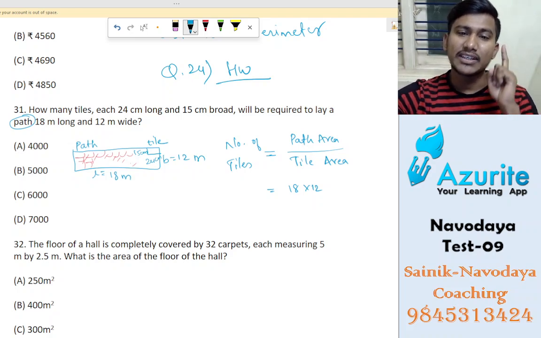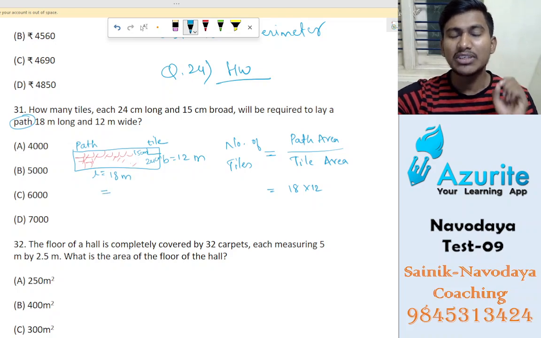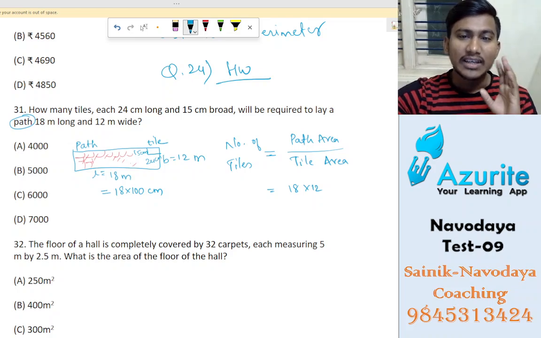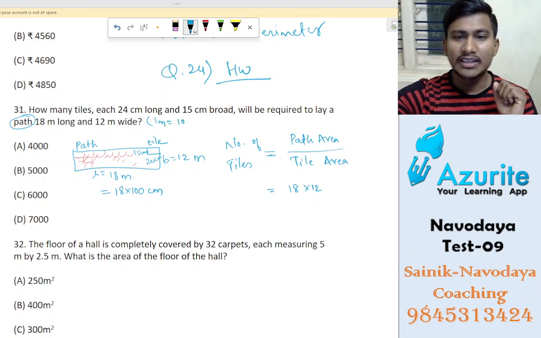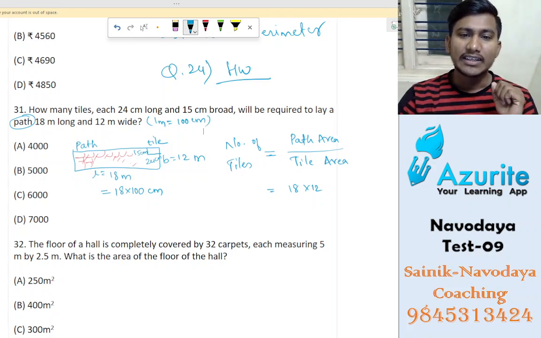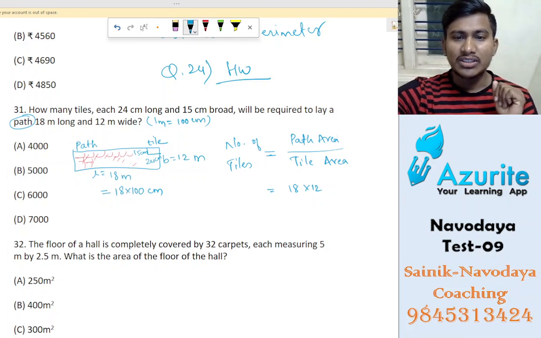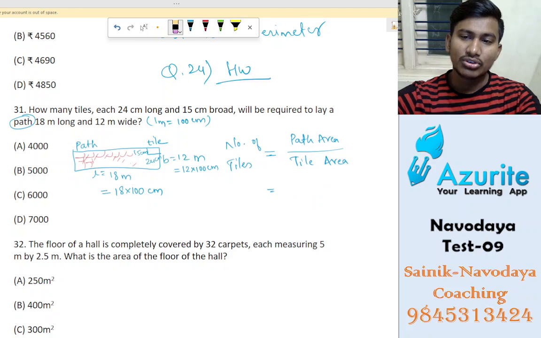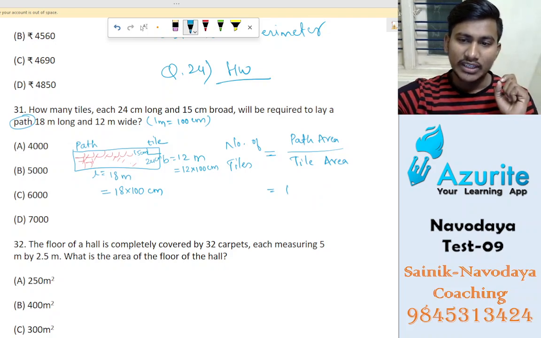Okay. It is in meter, so we have to convert it into centimeter. So 18 meter means how many centimeter? 18 into 100, right? We know 1 meter means 100 centimeter, right? So we have to make it here 18 into 100 centimeter. Okay. So now here it is how much? 12 into 100 centimeter, right? This is in meters, so 12 into 100. That we have to take. We should not take 18. Okay. So 18 into 100 length and breadth.